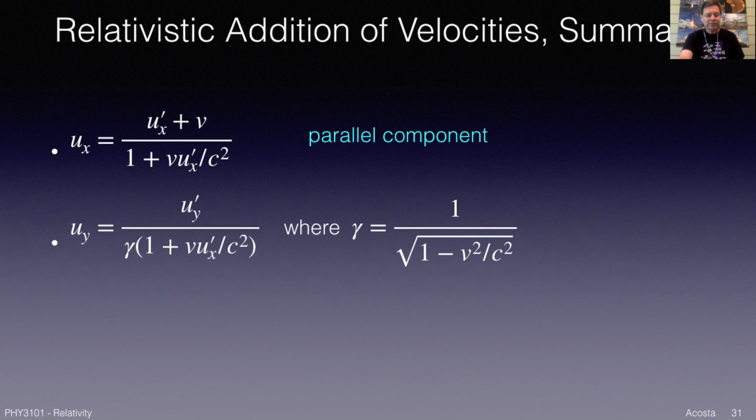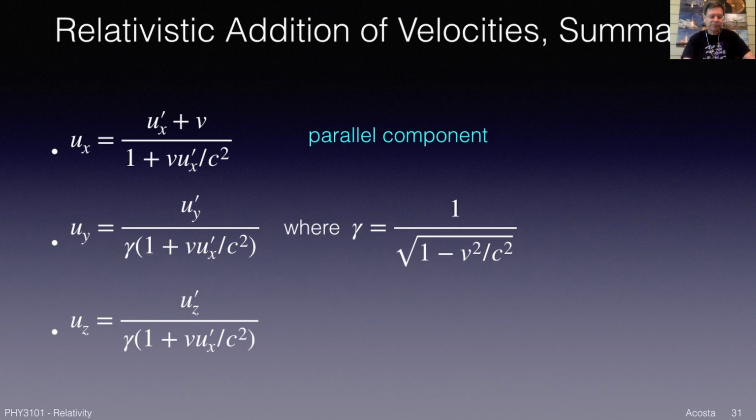What about the perpendicular components? Well, we didn't work that out. We wouldn't have this addition of v because those are transverse to the direction, so you might think those velocities are unchanged. However, keep in mind that the time is changed. There's a time dilation factor, or at least the Lorentz transformation factor for time, which comes in the denominator. So in the transverse direction, uy is uy prime divided by gamma times the quantity 1 plus v ux prime over c squared, where again gamma is 1 over the square root of 1 minus v squared over c squared, and v is the velocity of the frame relative to the other.